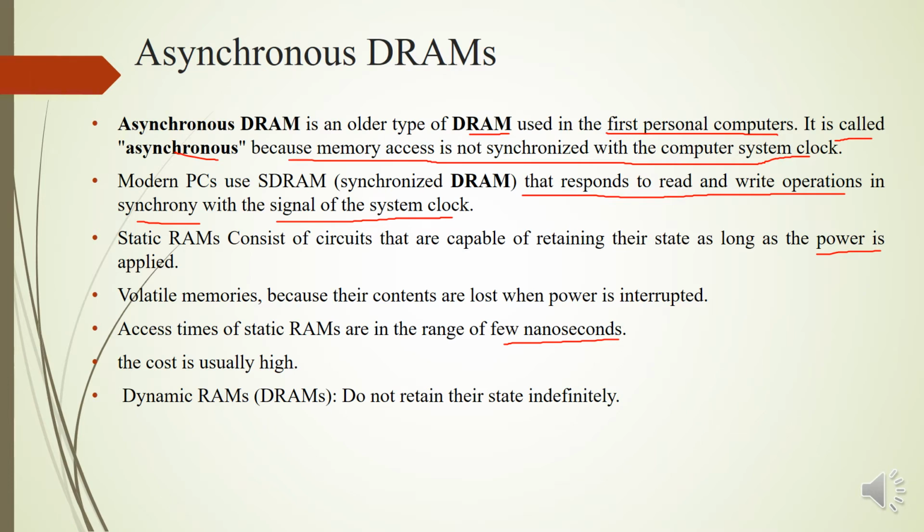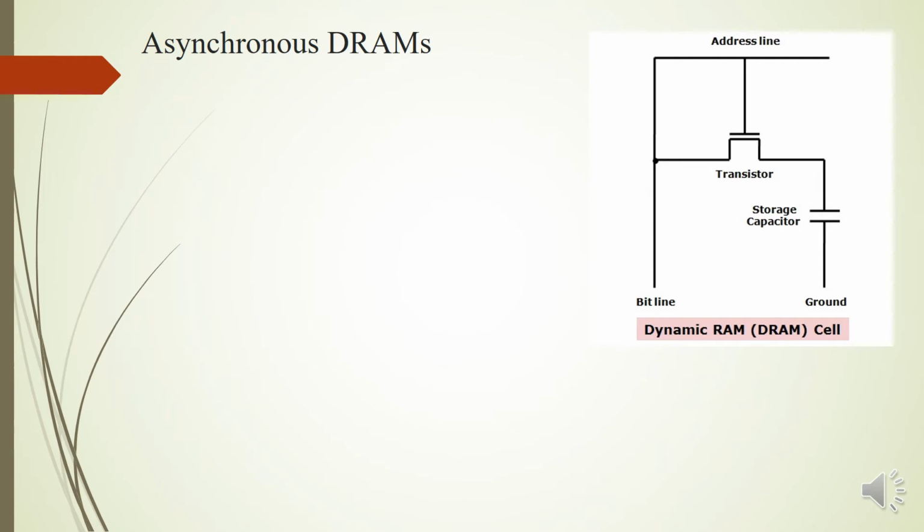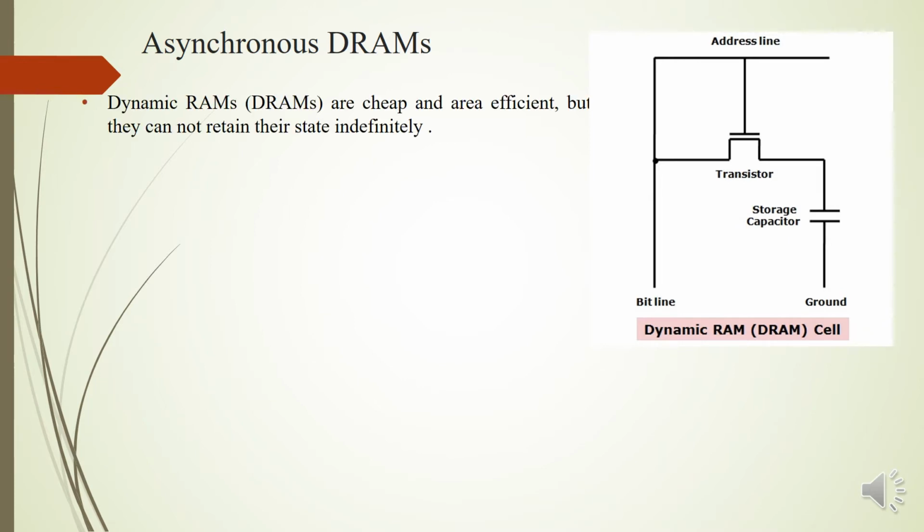Now coming to the dynamic RAMs, in short we call them DRAMs. They do not retain their state indefinitely. Contents must be periodically refreshed with the help of refreshing circuits. The content may be refreshed while accessing them for reading. The diagram gives you the dynamic RAM cell consisting of a transistor and a capacitor. DRAMs are cheap and area efficient, but they cannot retain their state indefinitely and need to be periodically refreshed.